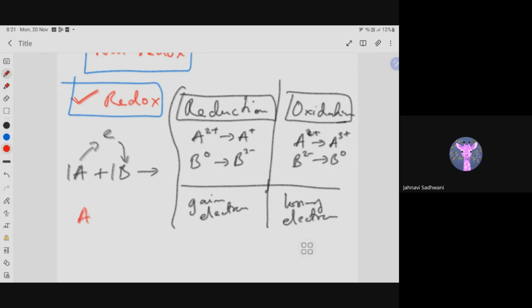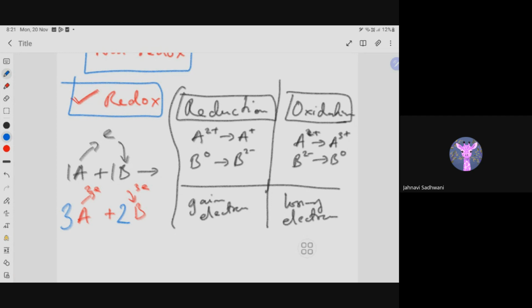If A loses two electrons and B is satisfied by gaining three electrons, can somebody tell me what the balancing ratio will be? 3A plus 2B. Yes, there will be three A's losing two electrons each, so six electrons lost, and two B's gaining three electrons each, so those six electrons are gained. Electrons cannot fly out of the flask where the reaction is happening. One is losing, the other is gaining.